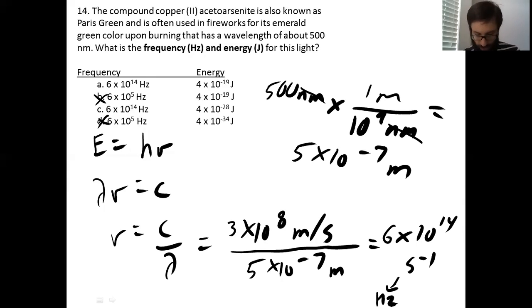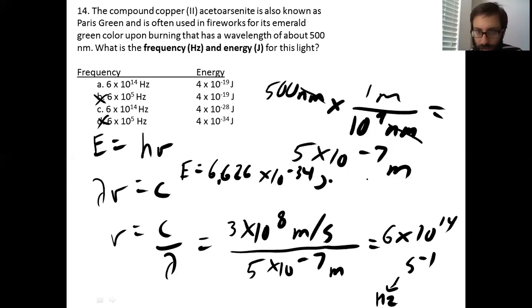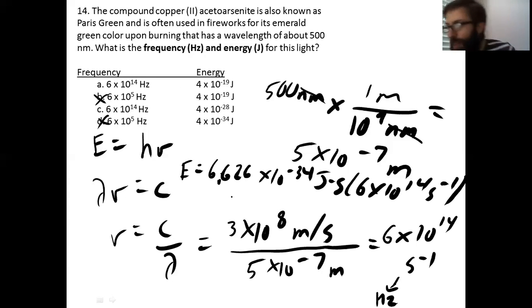And so at this point, we now have to use the other equation to help us out. The other equation, we want energy. Well, we have the frequency, and h is given to us. That's Planck's constant, 6.626 times 10 to the minus 34 joule seconds, times our frequency we just figured out, 6 times 10 to the 14th second inverse. And that, if you plug that into your calculator, is equal to about 4 times 10 to the minus 19 joules. And so that is A.